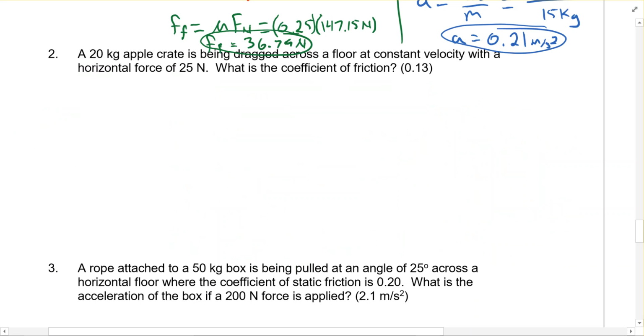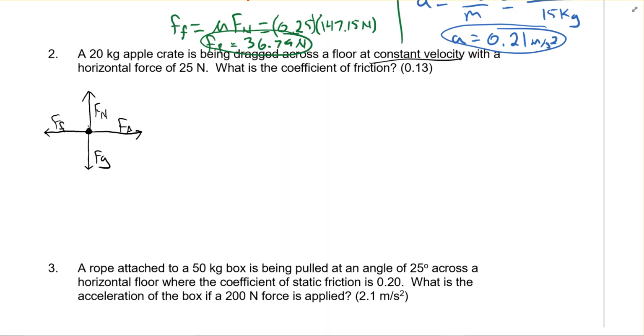All right. Number two, a 20 kilogram apple crate is being dragged across the floor at constant velocity with a horizontal force of 25 newtons. What's the coefficient of friction? So let's draw our free body diagram. You've got Fn, you got Fg, we've got our applied force, and we've got our force of friction. And at constant velocity, they're all going to be the equal length, right? There's no net force involved here.